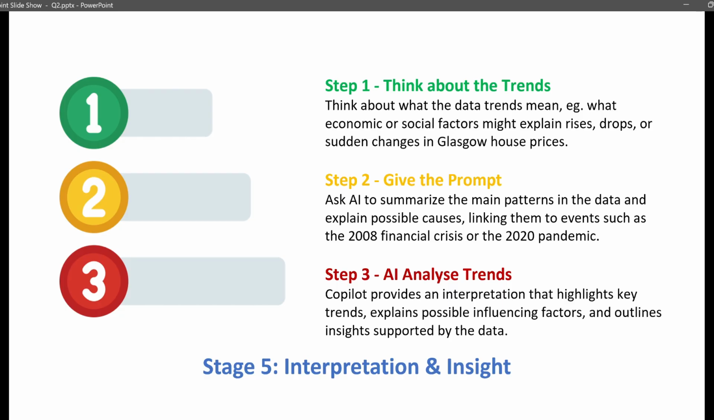And to see what AI gives. And in step 3, we can review the data and text generated by AI. Maybe it points out the post-2010s growth aligns with the urban regeneration, or that a pandemic caused a temporary slowdown.